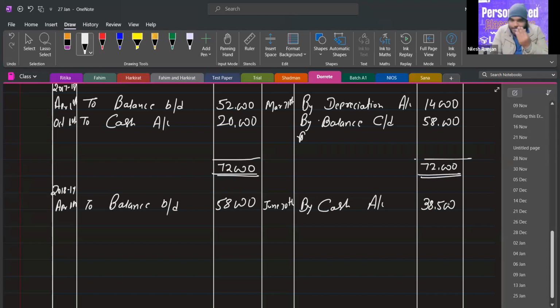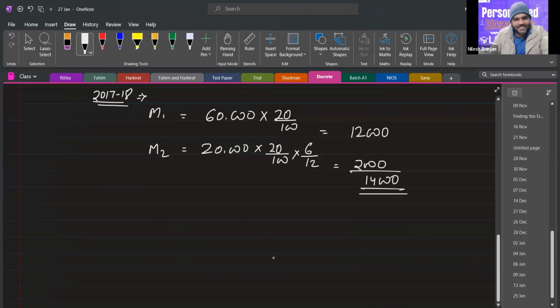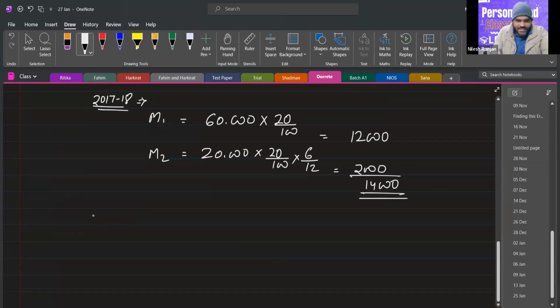The cash? Yeah, cash. We will include cash, sir. It is already given? Yes. But what is not given? That's what I'm asking. Whenever a machine is sold, we have to calculate profit or loss on sale. Oh, profit on sale. We always calculate that, yes or no? Yes, sir. So how did you forget? I was just asking what we will calculate at the time of sale.